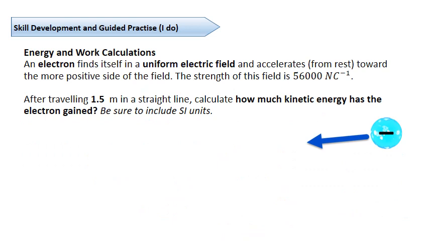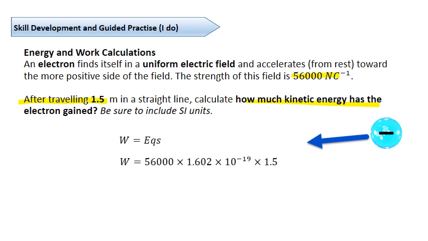Right, let's go ahead and use that formula to perform some calculations. An electron finds itself in a uniform electric field and accelerates from rest towards the more positive side of the field. The field strength of the field is 56,000 newtons per coulomb. After traveling 1.5 meters in a straight line, calculate how much kinetic energy the electron has gained. Now this formula doesn't actually have kinetic energy in it. However, the work done is equal to the kinetic energy.